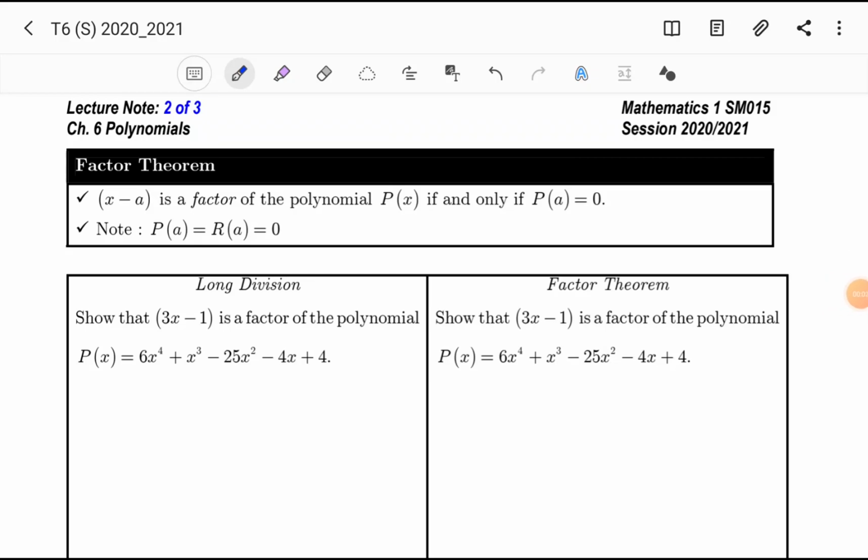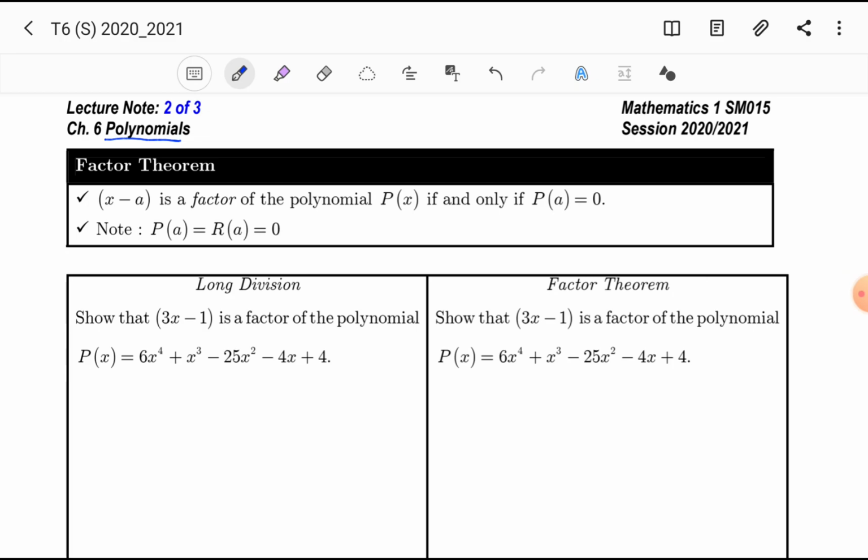Assalamualaikum dan selamat sejahtera. Okay, for today, we are going to continue our 6th chapter, which is polynomial. Okay, so for previous lesson, you have learned about the long division and the remainder theorem.